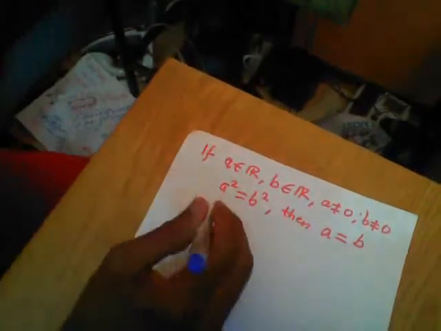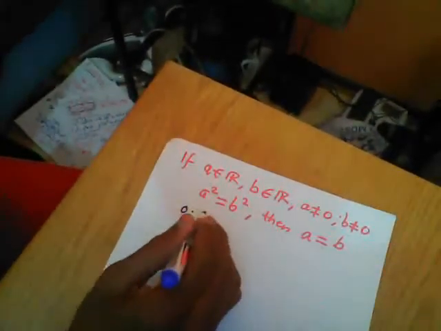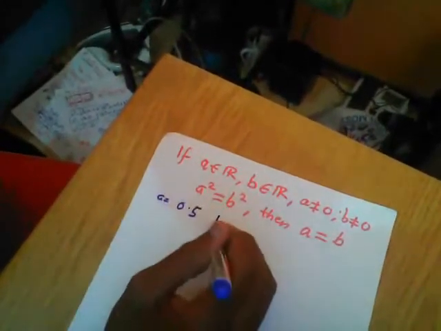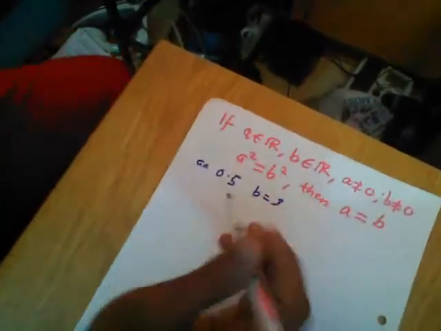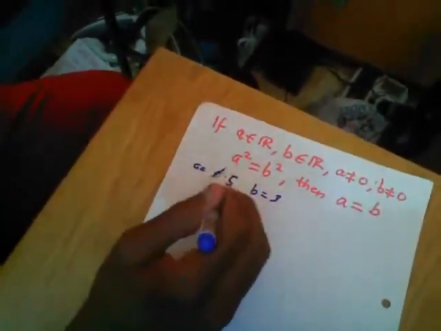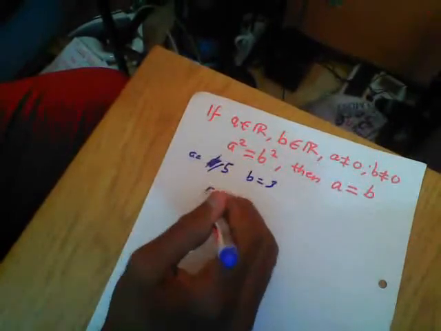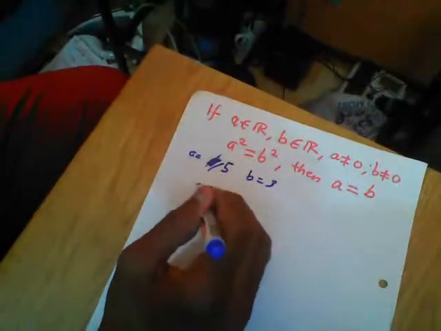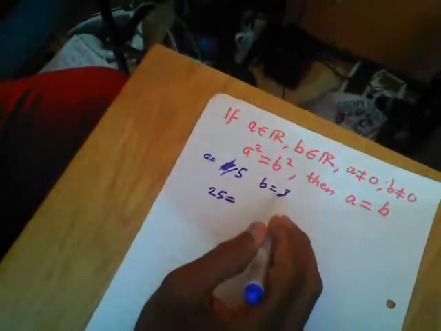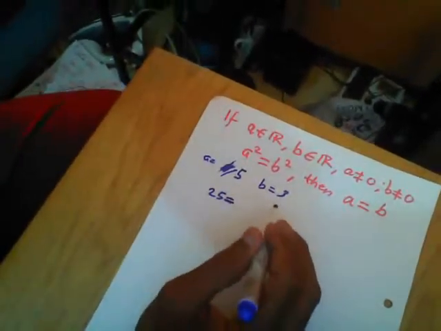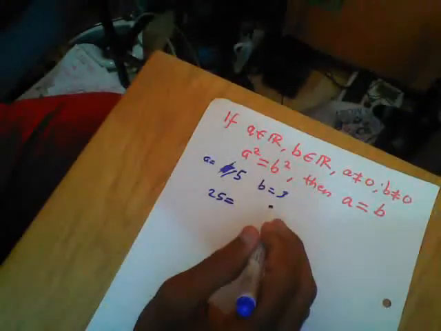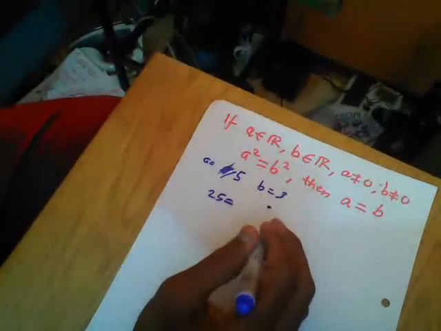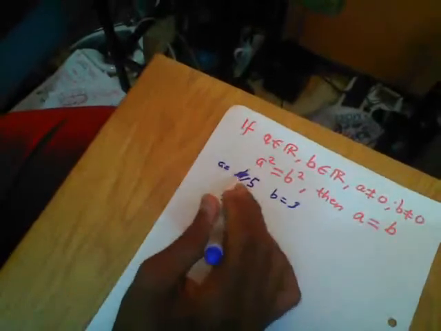So let's take any number which is not equal to 0. For example, let's take A equal to 0.5, and B, let's say equal to 3. So let's see how true it is. Let's say A equal to 5. So we're going to say 5 squared equal to 25, and 3 squared... No, this is wrong. You can't say that.